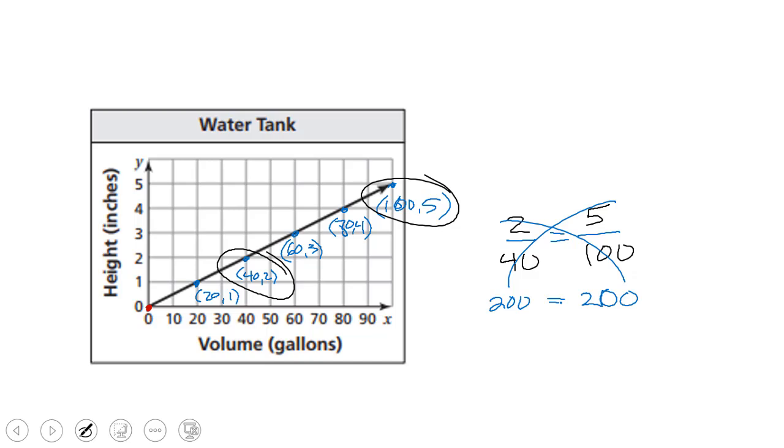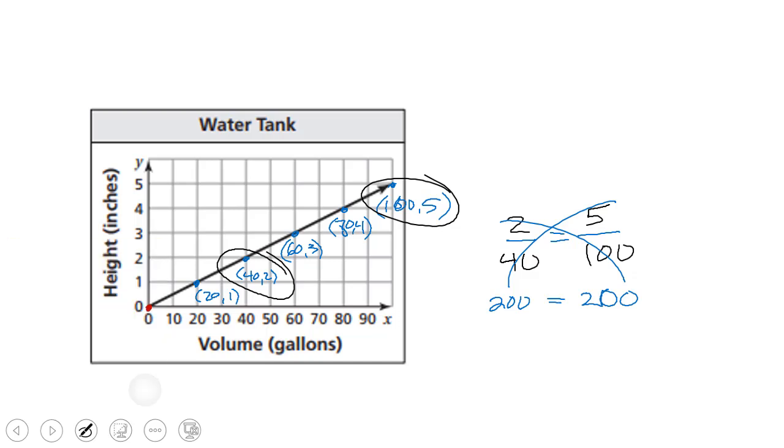Let's talk about that origin 0, 0. It only makes sense if we don't have any gallons, we don't have any height in inches. You don't have any height if there's nothing in there. It's only logical. Okay? And then let's talk about the slope of this line, counting from one point to another.